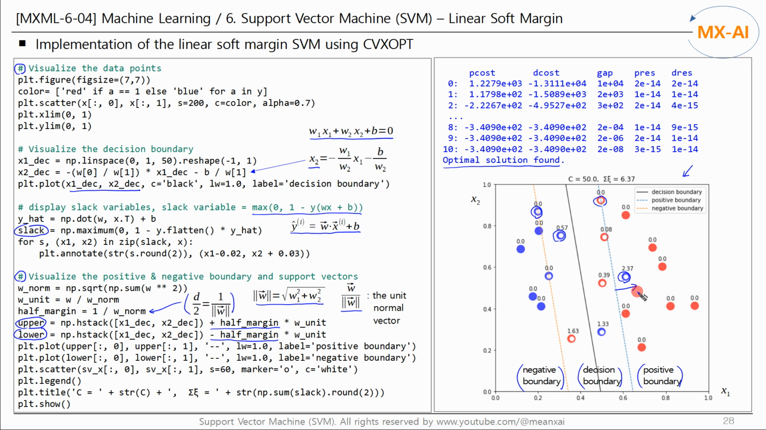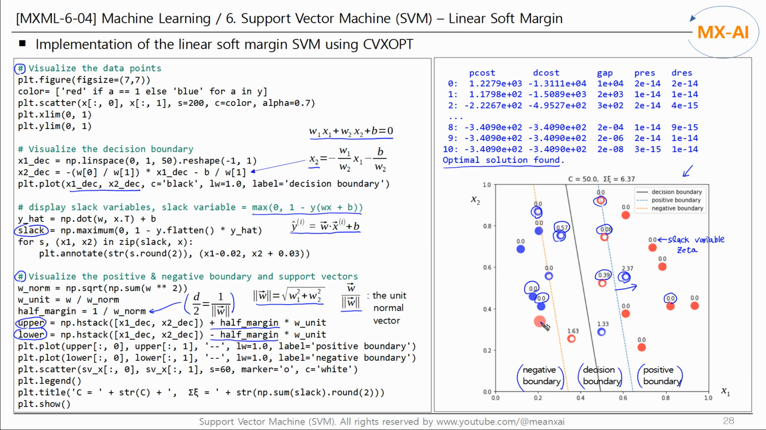The lambdas of the support vectors are all greater than 0. And the slack variables are also all greater than 0. All data points that are correctly classified and fall outside the positive and negative boundaries have the slack variable of 0. These are perfectly classified data points like the hard margin SVM. This is the training process.